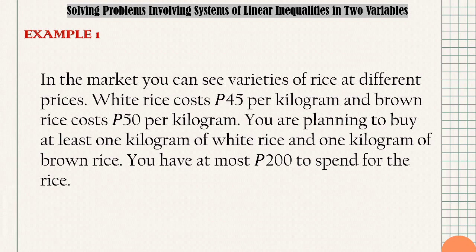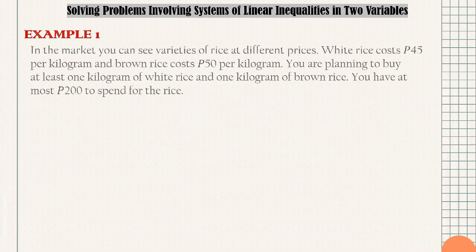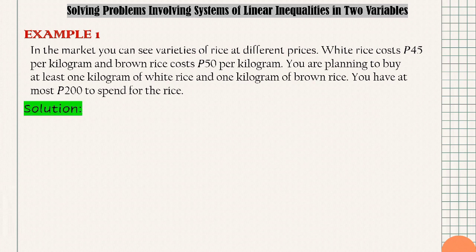In the market, you can see varieties of rice at different prices. White rice costs 45 pesos per kilogram and brown rice costs 50 pesos per kilogram. You are planning to buy at least 1 kilogram of white rice and 1 kilogram of brown rice. You have at most 200 pesos to spend for the rice. To solve the problem, we need to follow the steps.